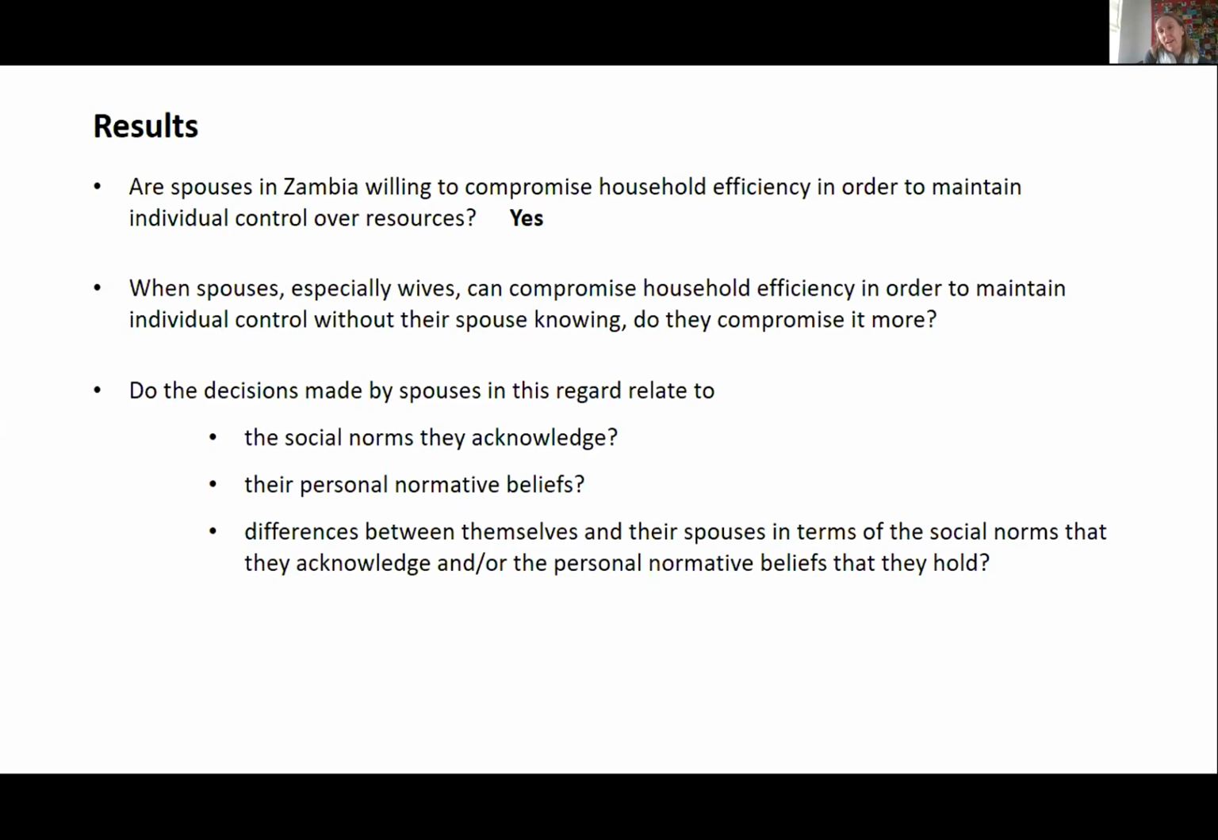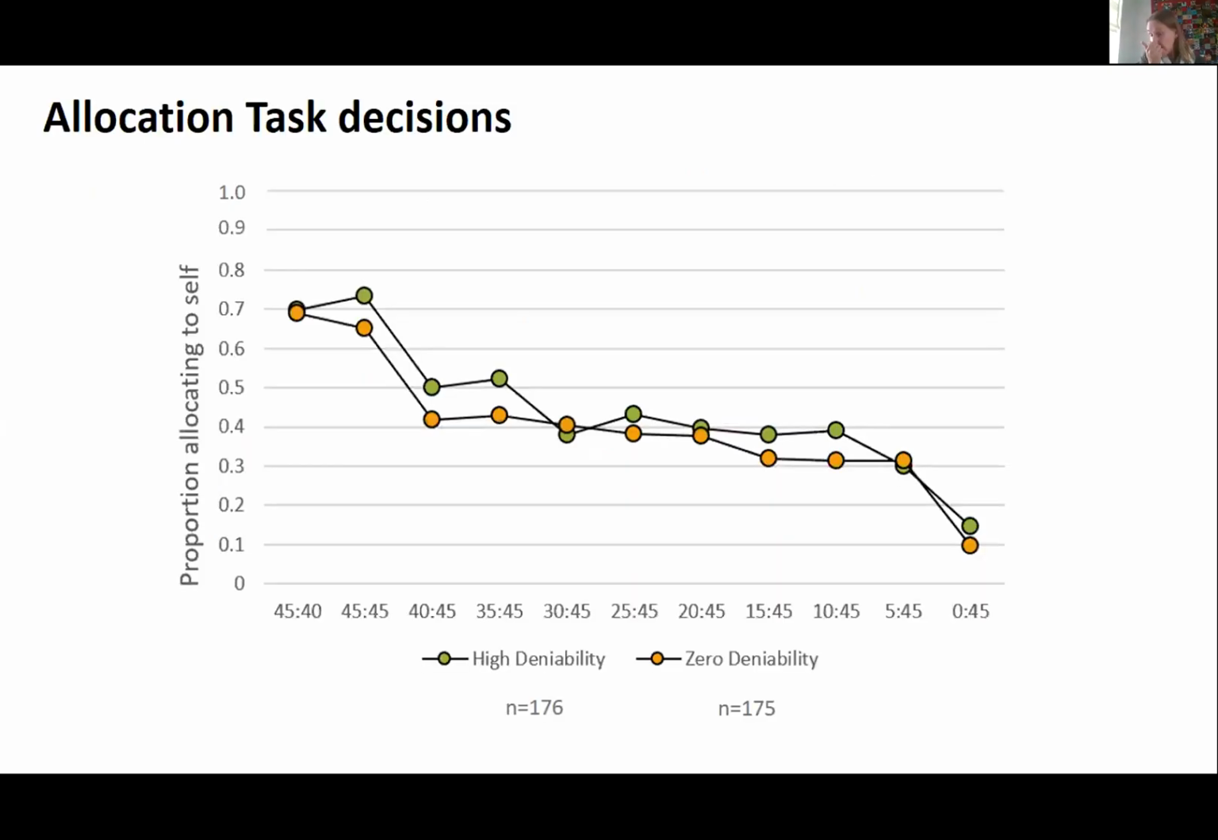I think it is worth noting that some spouses were willing to take nothing for themselves rather than 45 kwacha for their spouses. We were surprised by this. This seems like a very extreme behavior, but in interviews with a significant proportion of those people, it was because their spouse, and this applies both to husbands and wives, was a drunk. And they actually would prefer nobody to have money than for their spouse to have money, because it would lead to violence.